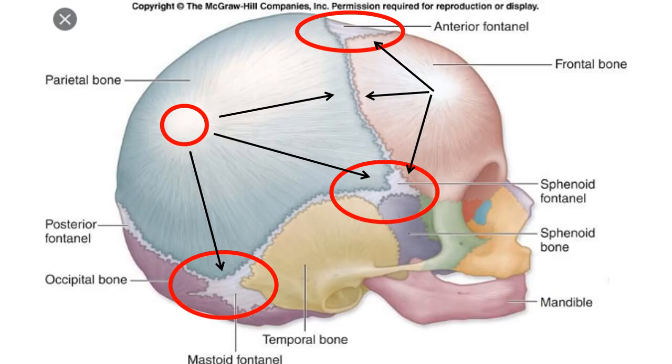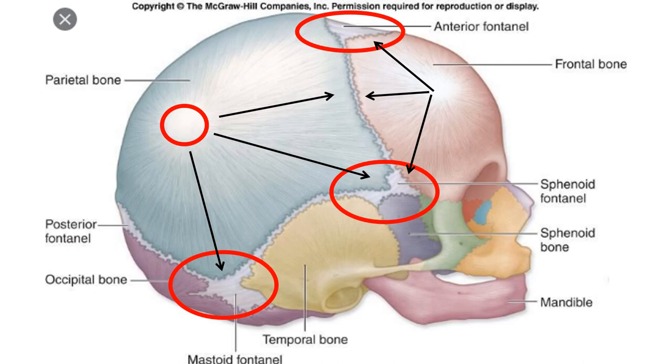Now, this fibrous membrane is going to be ossified later on in life, and we have several fontanelles, like the two lateral ones, the Sphenoid Fontanelle and the Mastoid Fontanelle, and there is a posterior fontanelle in the middle. The most important one is the Anterior Fontanelle. This fontanelle is going to be closed by the process of ossification by the age of 18 months.